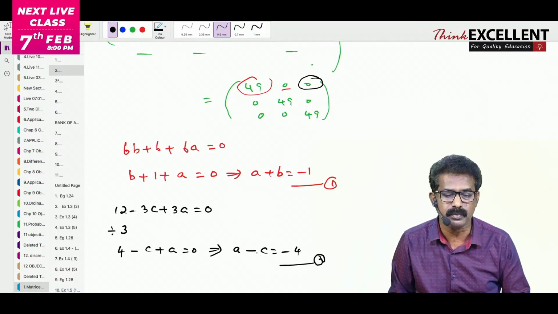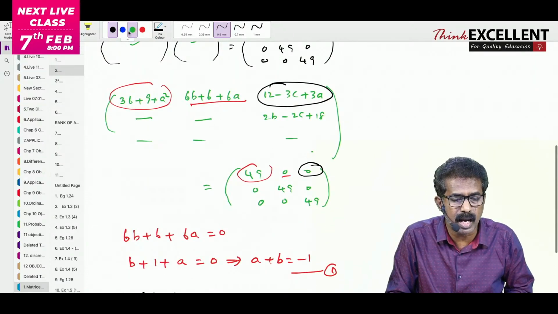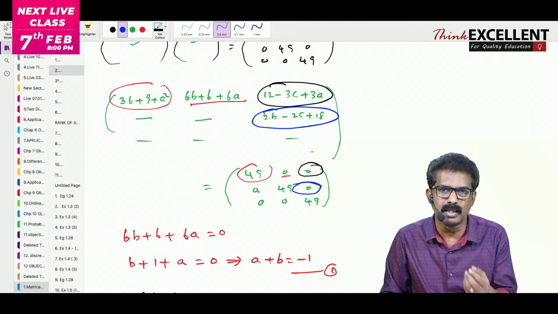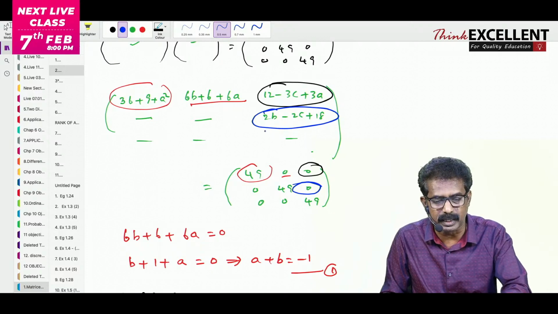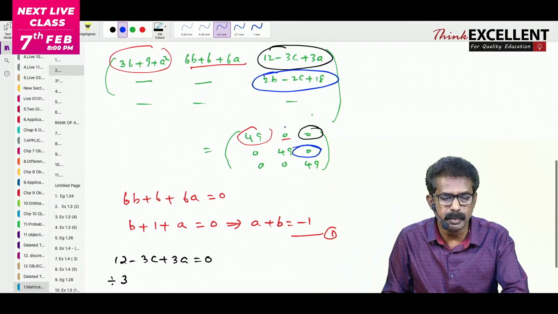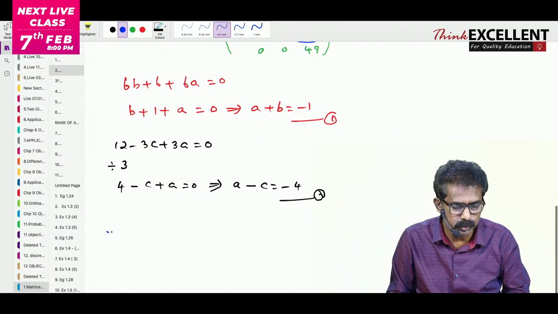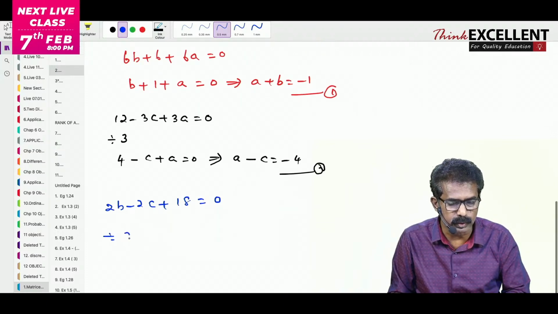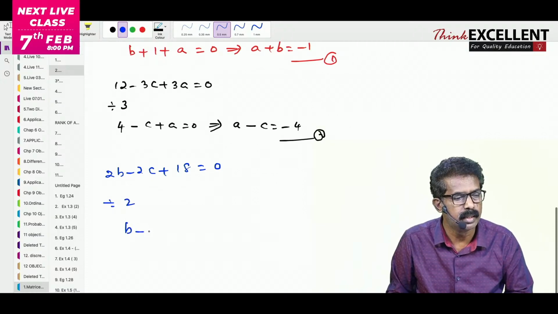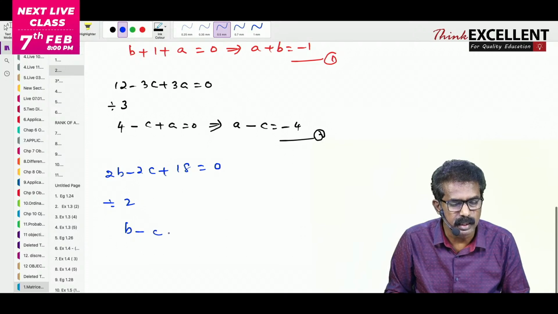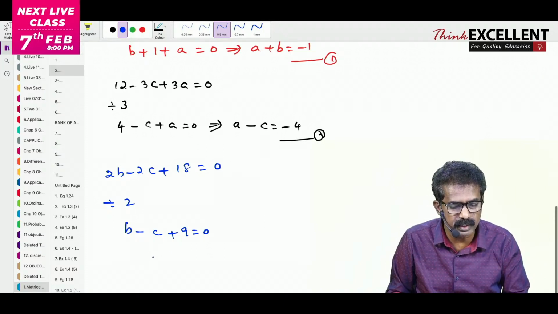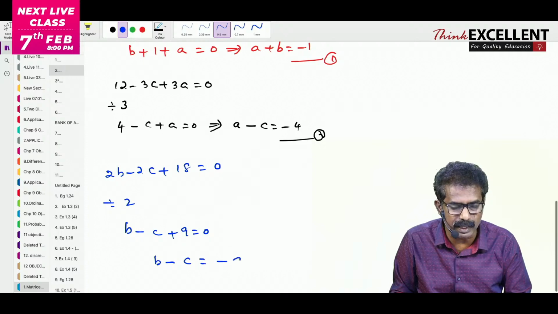For the third one, I'm taking the second row last element. Here equate with what? 0. Equating with 49 would be very lengthy. Also, with 49, everything becomes a square, b square, c square, so plus or minus values will come. To avoid that, I'm taking it like this, okay? Now second row, third number you take. 2b minus 2c equal to 18. 2b minus 2c plus 18 is equal to 0. Here you can divide everything by 2, right? So b minus c plus 9 is equal to 0. When you simplify this, b minus c is equal to minus 9. This is the third equation, okay?